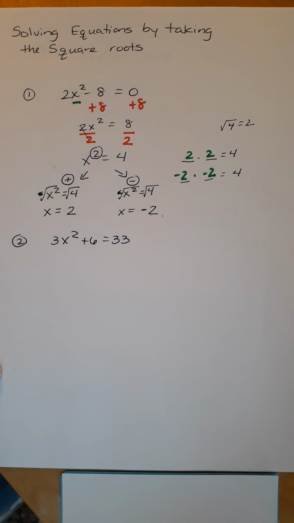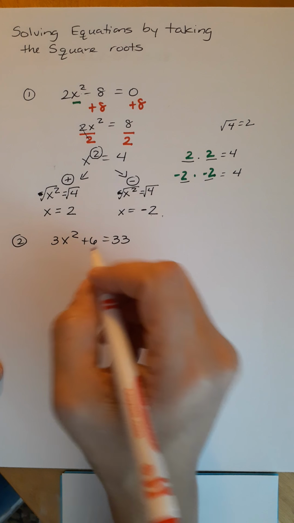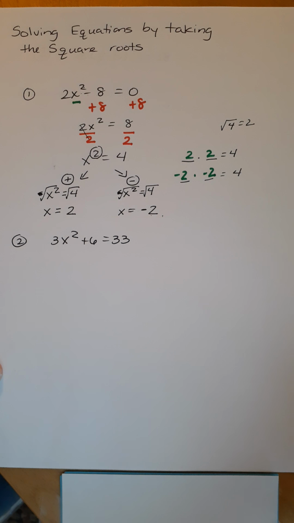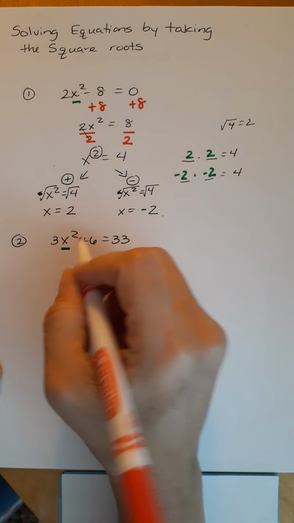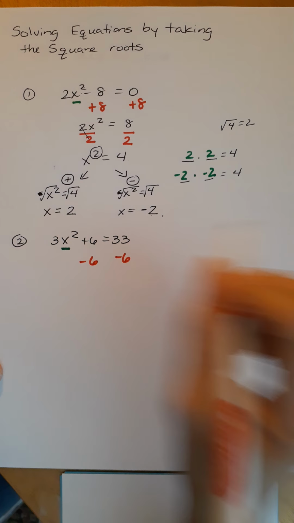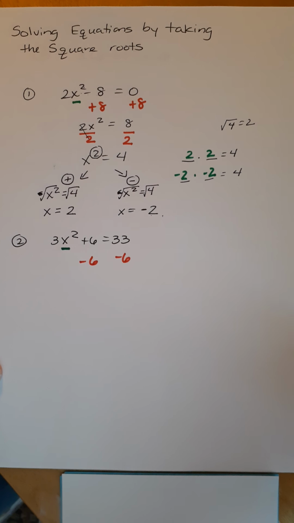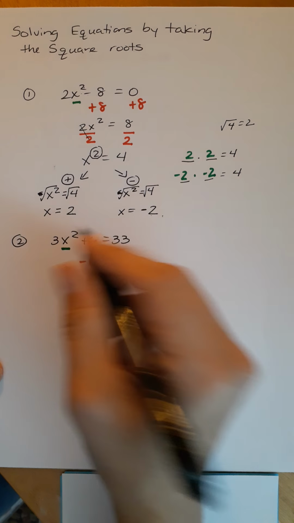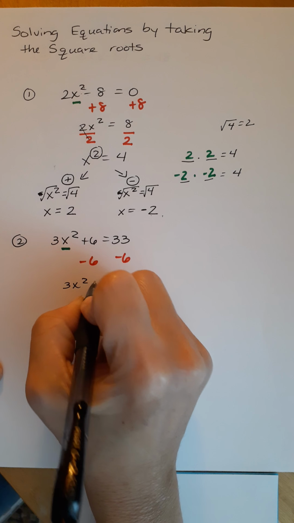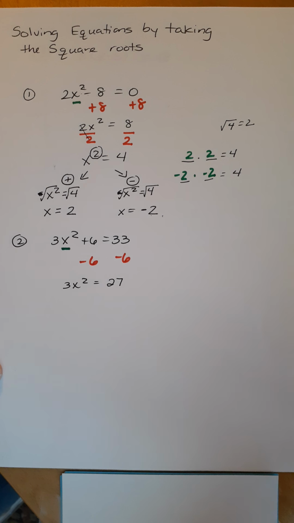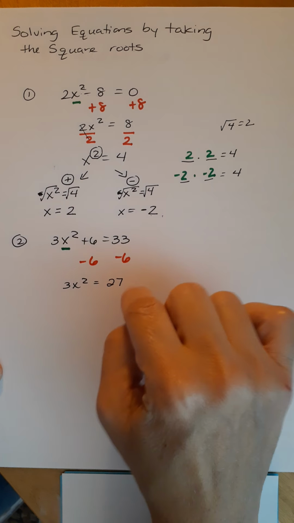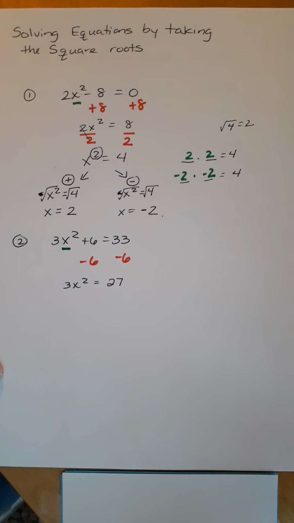Now let's look at our next example. All right, let's do this. First, we are going to solve for x like we did in our very basic algebra equations. So we're going to get this x squared alone. We need to subtract 6 from both sides. That gives us 3x squared equals 27. Makes sense? 27 plus 6 gives us 33.